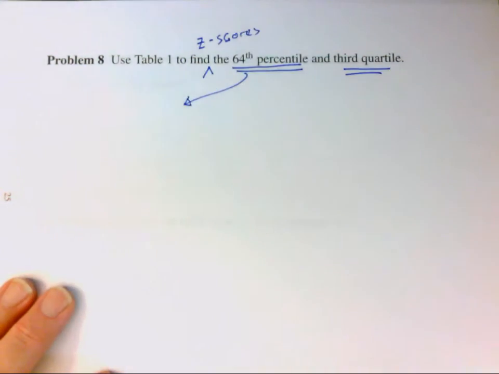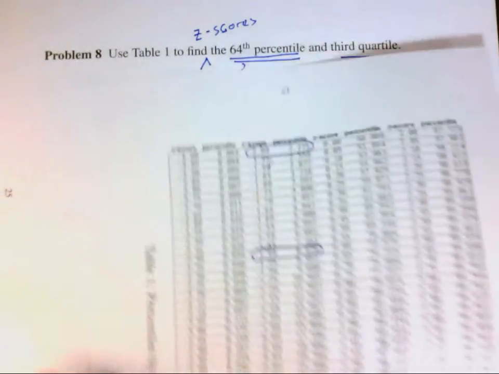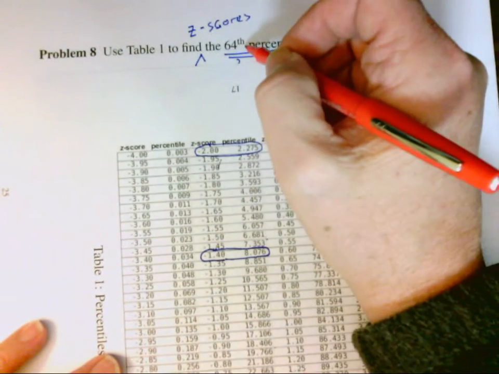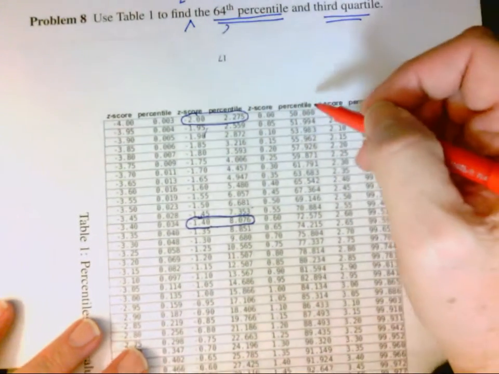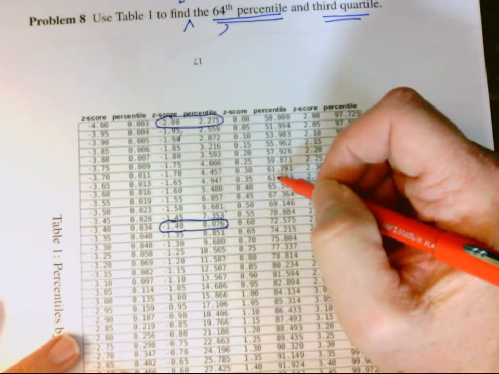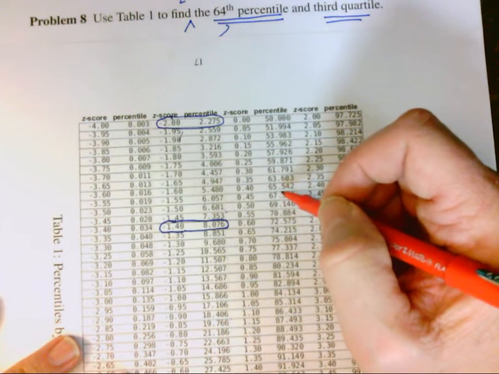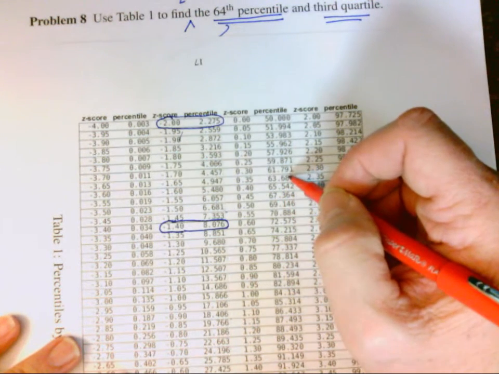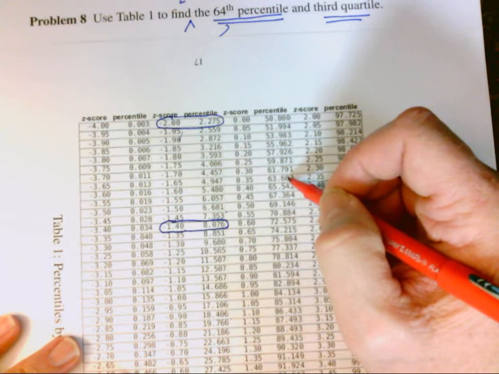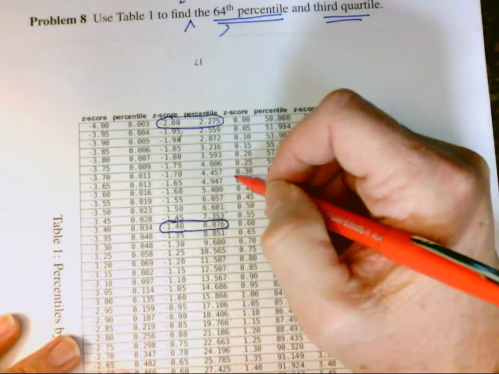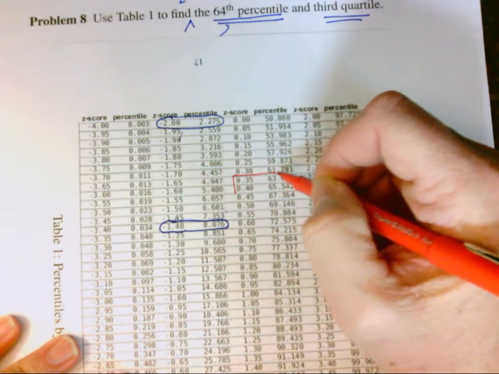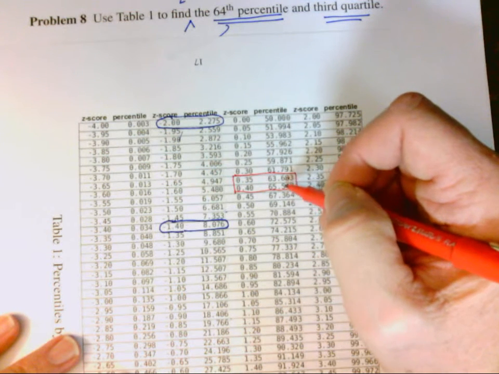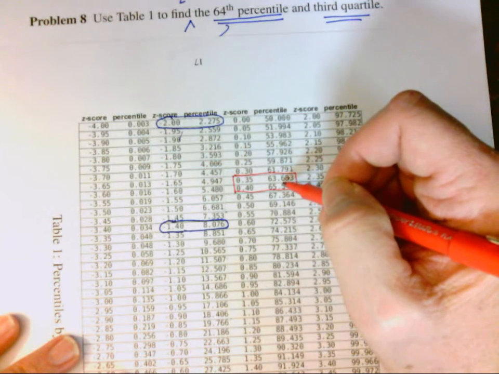So what we do is we go to our z-table, and we're looking at the 64th percentile. Well, read down the percentiles, and we find that the 64th percentile will be between 63.6% and 65.5%. It'll be somewhere in there, but not exactly on both of them. So we can take the mean of both of these and get a reasonable approximation.